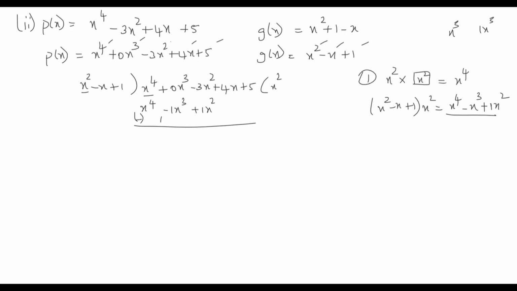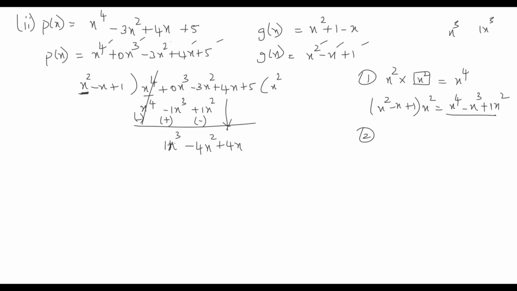This will be minus, plus changes to minus. X power 4 gets cancelled. Plus 0 x cube plus 1 x cube plus 1 x cube. Minus 3x square minus 1x square minus 4x square. Okay, and get this down. This is plus 4x.